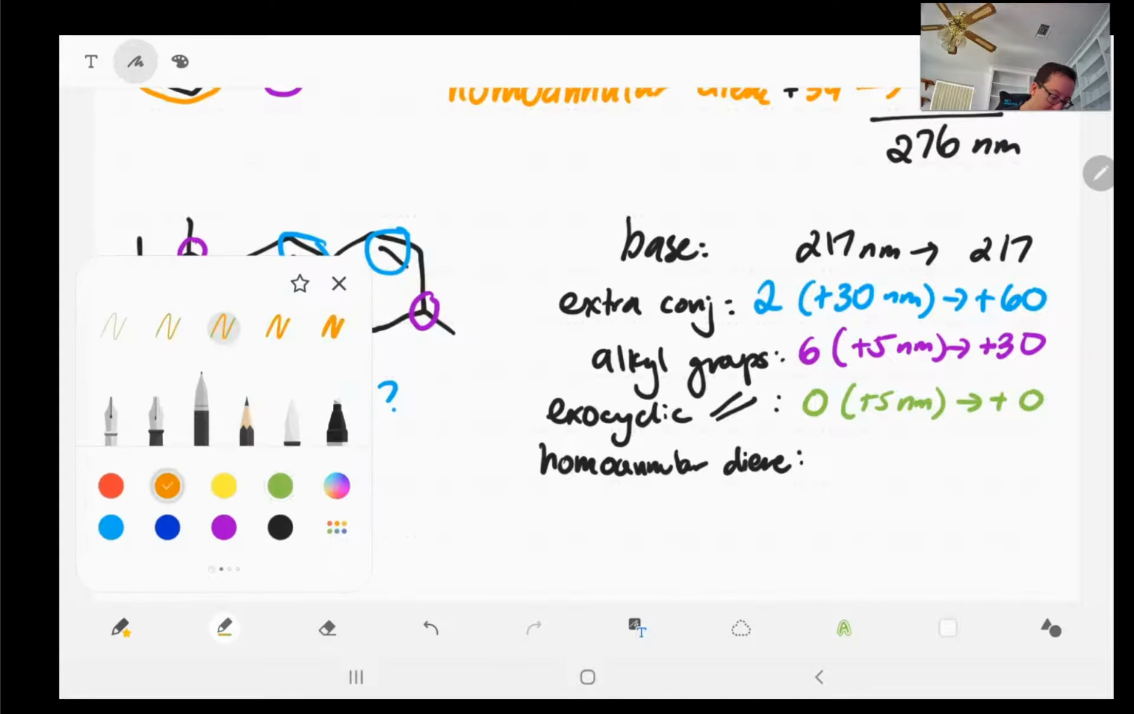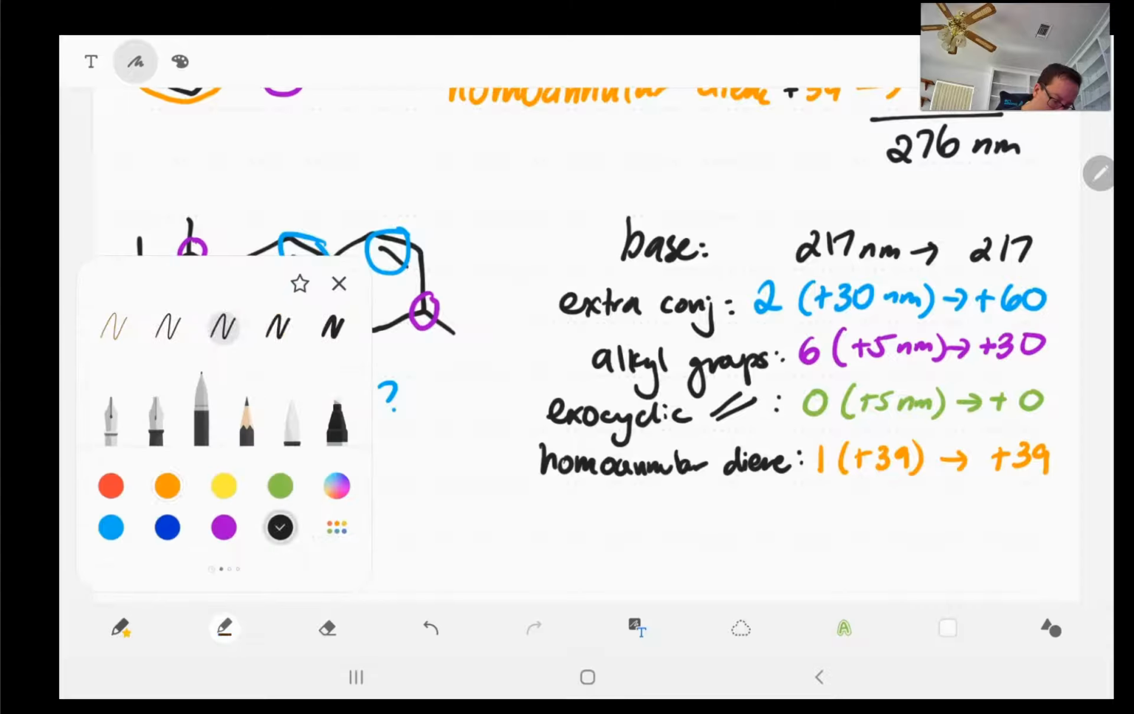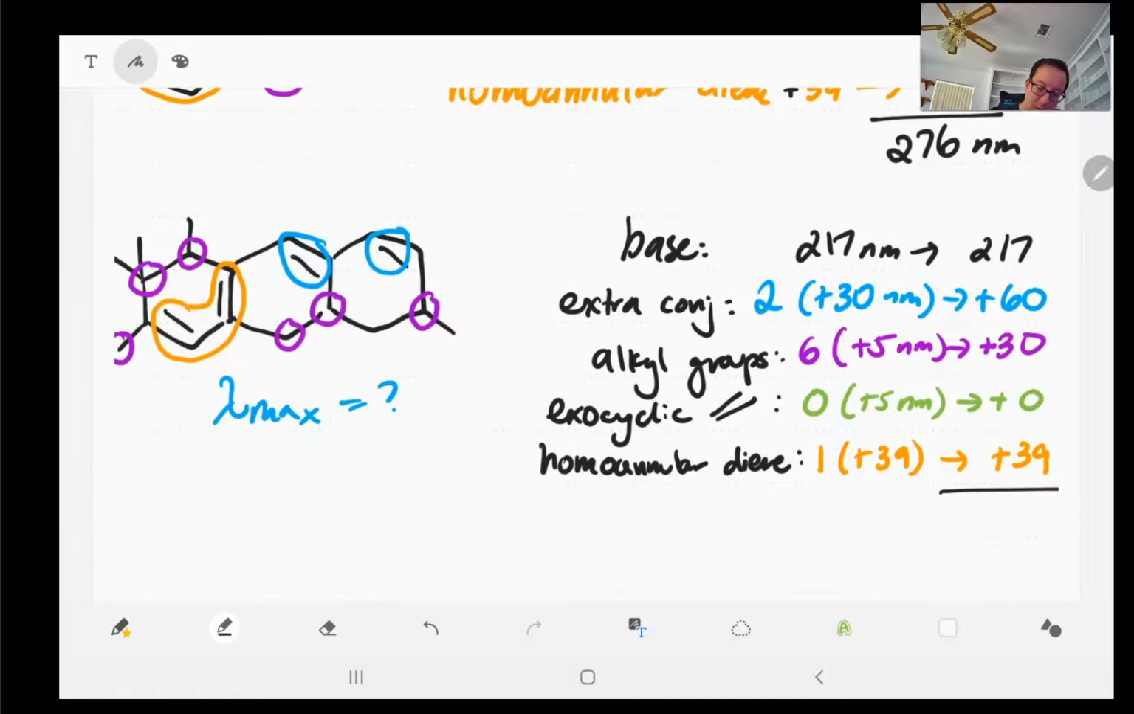And then do we have a homoannular diene in this molecule? We do. That's going to be this part here. And so we are going to add 39 nanometers here. And then finally we can add them all up. So 307 plus 39 is 346 nanometers. So I'm going to do the calculation just in case I'm not so great with these nines.